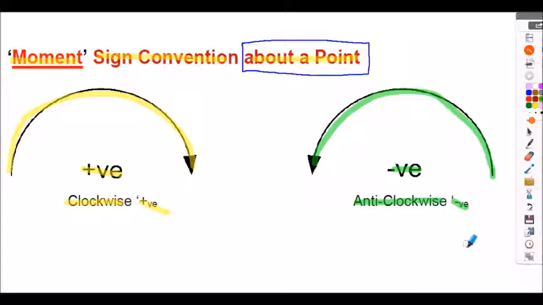Is the moment we're considering about a point having a clockwise sense, in which case it's positive, or is the moment about the point we're considering having an anti-clockwise sense, in which case it's a negative value?